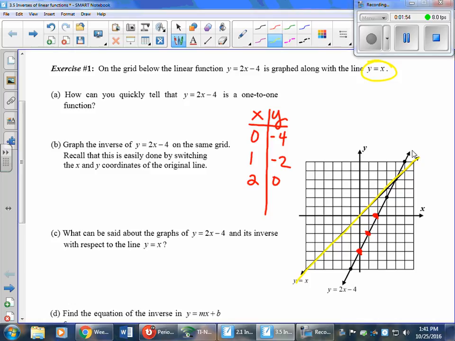So this is the function y equals 2x minus 4. The points of its inverse will be (-4, 0), (1, -2), and (0, 2). Oh, and I still made a mistake. I didn't flip them, I just wrote them down. So this is (-2, 1), and this is (0, 2). So plot those points: (0, 2), (-2, 1), and (4, 0), (-4, 0).